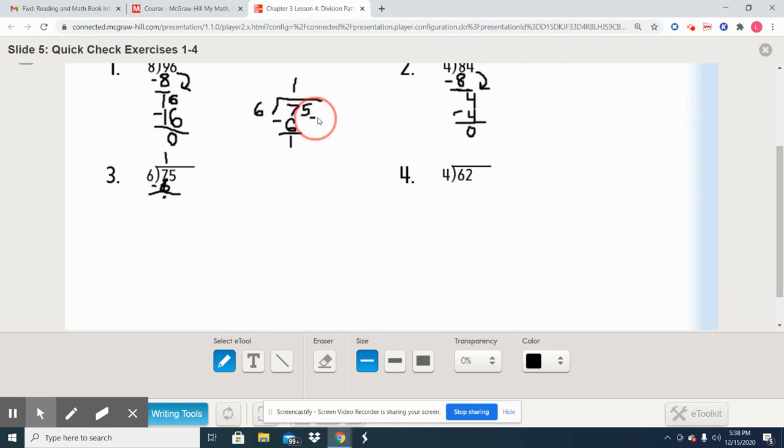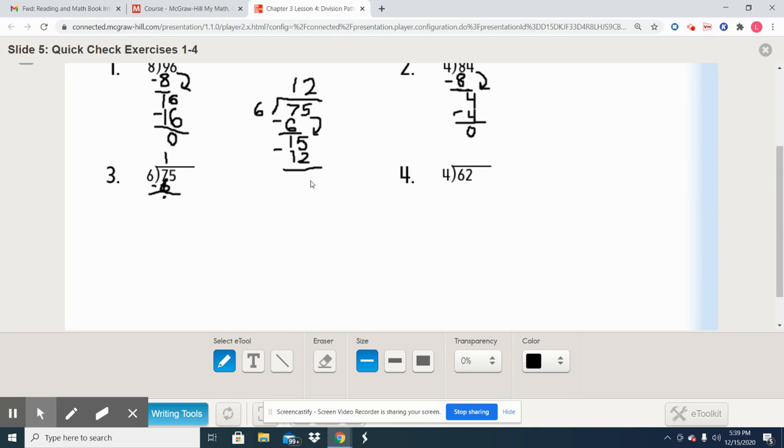Bring down the 5 in the 1's place. So you have 15. How many times does 6 go into 15? Well, 6 times 1 is 6. 6 times 2 is 12. 6 times 3 is 18. 18 is more than 15, so it can't be 6 times 3. So 6 times 2 is 12. That is the closest we can get to 15.